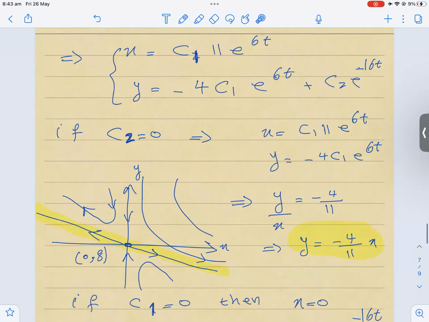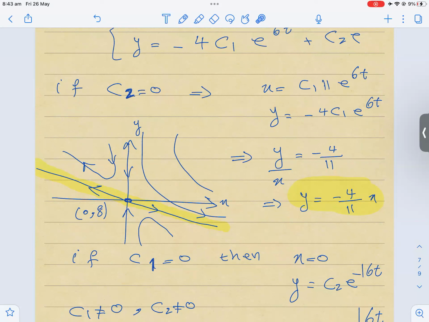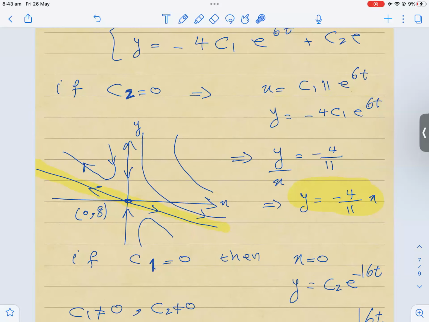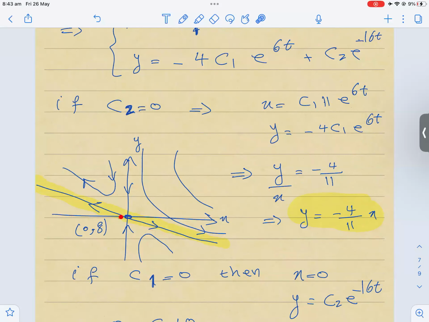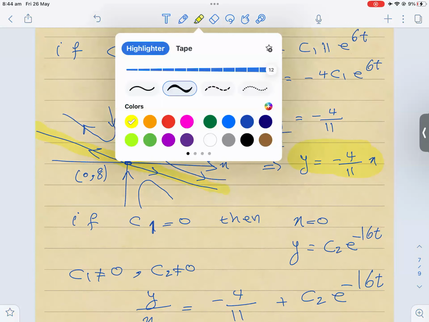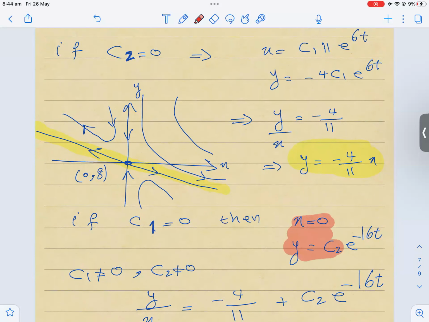So let's assume that C1 is 0, therefore x is 0. At this point, this is (0, 8). We don't go in this direction, not this. We don't move; we are in this line. So y is C2 e to the -16t. Because of this, I've got this one here. So the direction is along y because of this -16.